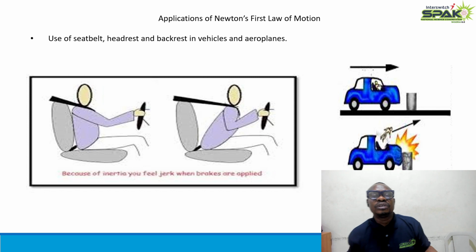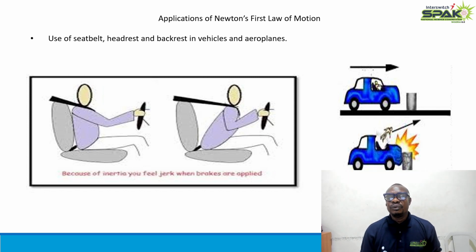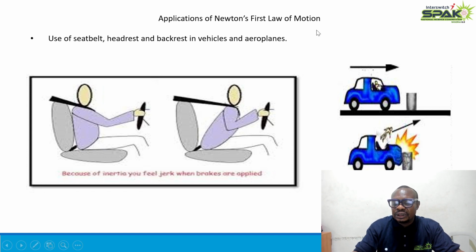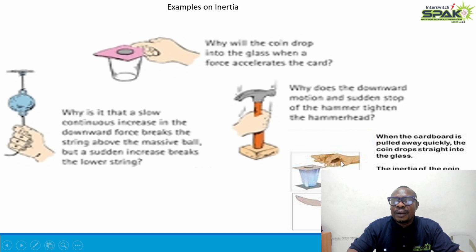Now let's look at some examples of inertia. First, here we have a glass cup, then a cardboard, and on it we have a coin. Normally, if you draw the cardboard reluctantly, perhaps the coin would go off with the cardboard. But if you draw it quickly, you experience something else: the coin will drop into the cup, just as you have here.